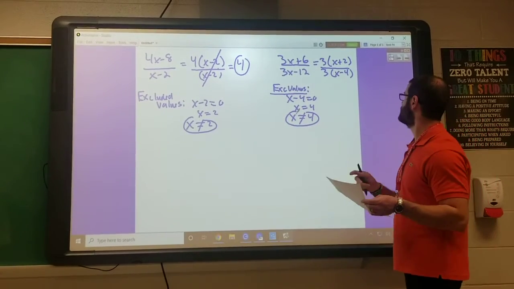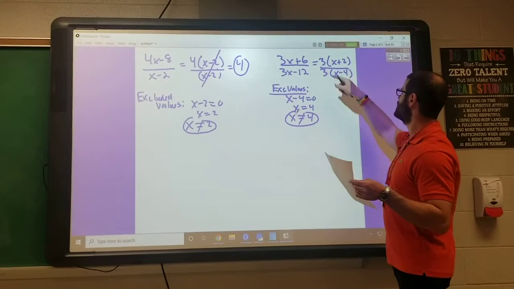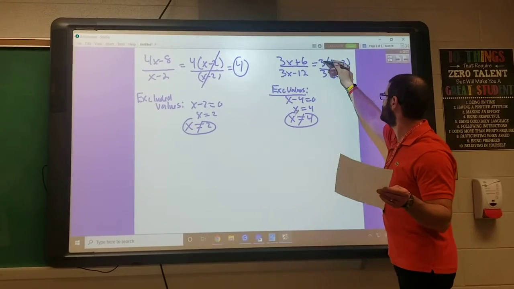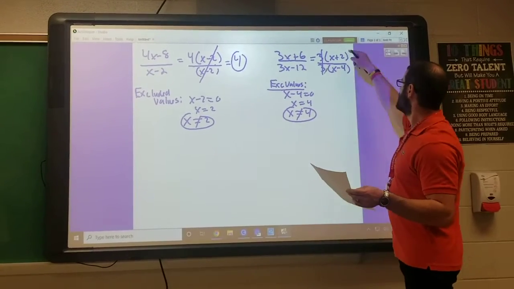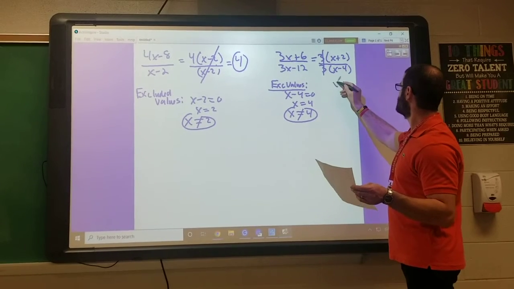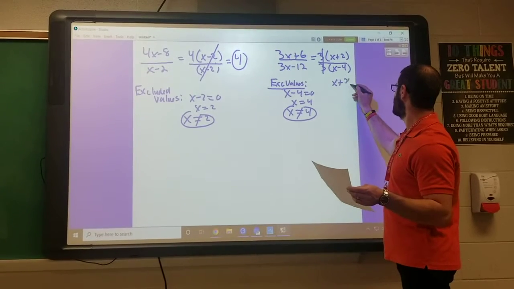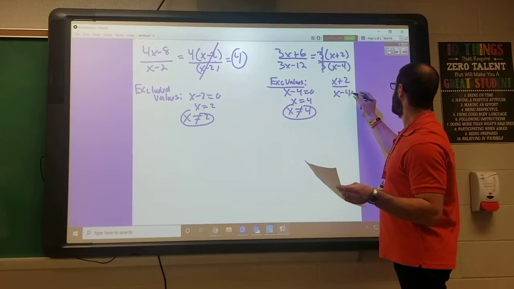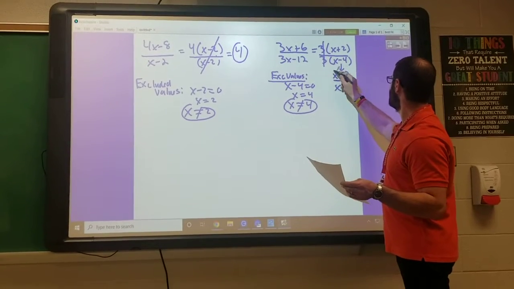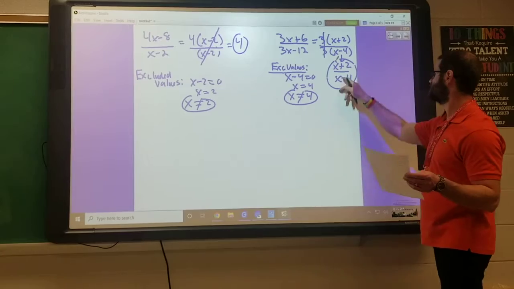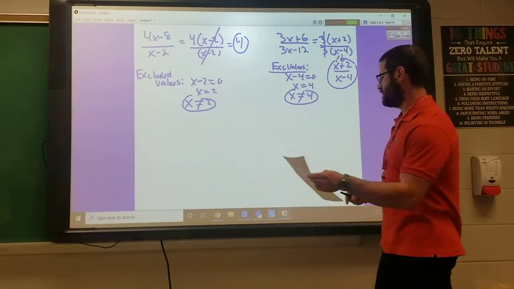The simplified expression: what can I simplify here? 3 over 3, that just goes away. That simplifies to 1. x plus 2 over x minus 4 cannot be simplified anymore. So that would be my simplified expression: x plus 2 over x minus 4.